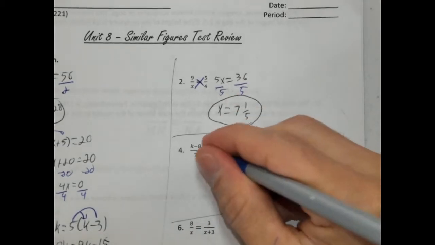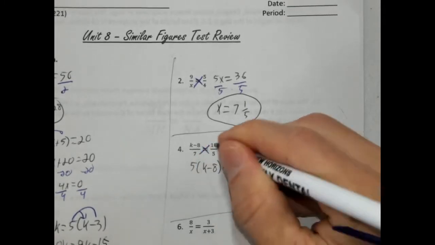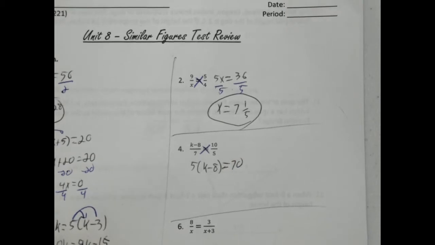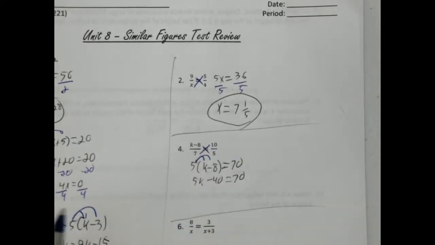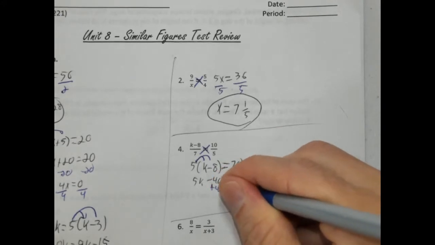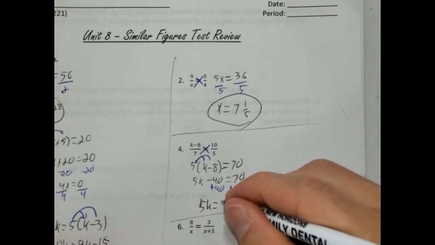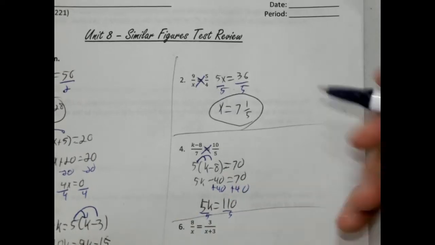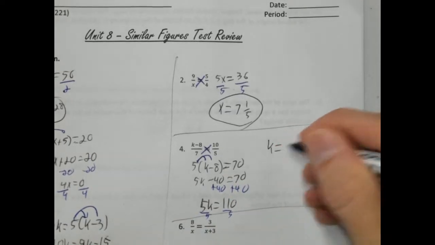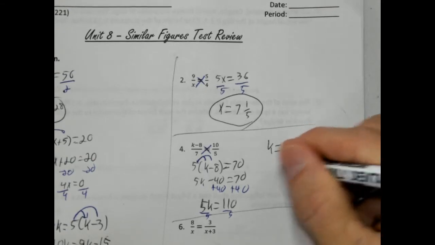Okay, cross multiply here. 5 parentheses k minus 8, and then 7 times 10 is 70. We're going to distribute. 5 times k is 5k. 5 times negative 8 is negative 40. 70. We're going to add 40 to both sides. And 5k will equal 110. We're going to divide by 5. And then k will equal, oh, what is that, 22? Yeah, 22. There you go.